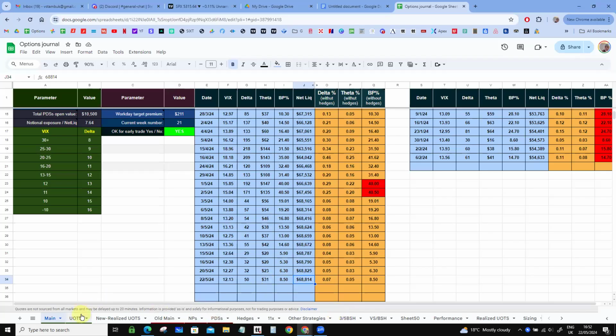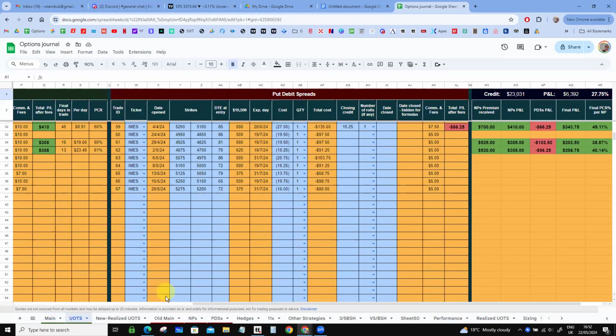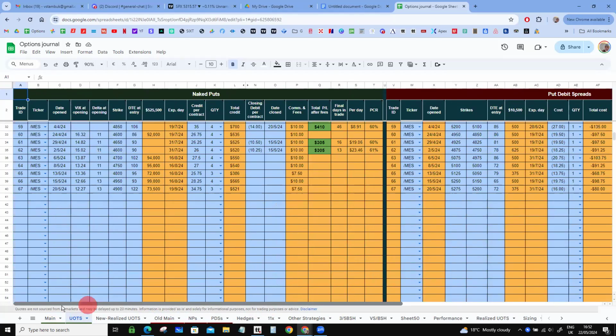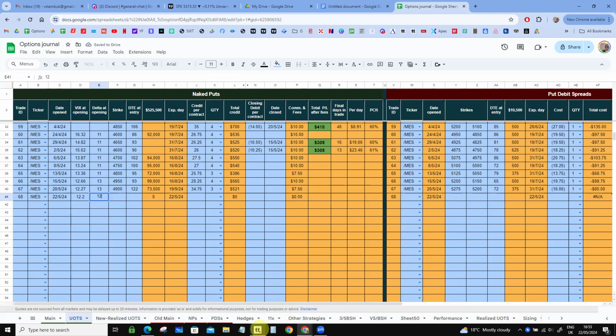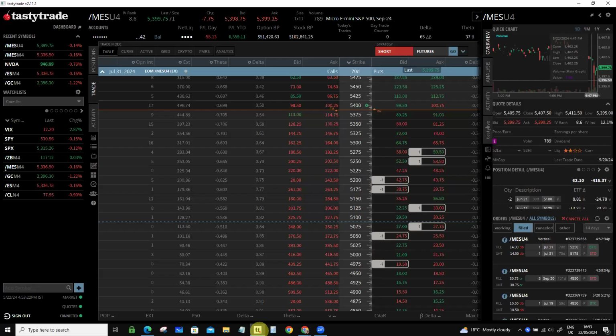Let's open this, because then it's easy to complete this. We go to UARTs, and let's just start right here. Okay, we go 68 MES, today's date. VIX was 12 and change. It doesn't really matter precisely, but okay, 12.20, we can do that. Delta was 12. We moved it down. I think it was 48.50, but we'll double check. And it was 120 days. We received 30.75, and we did 3 of them.